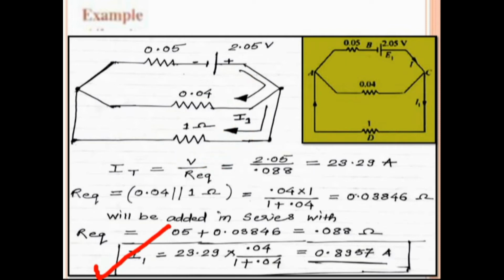So I1 will be equal to total current. This is the total current, and the resistance in front of it you have to write first. Write the front resistance 0.04 first and then add all the parallel resistances, then it will become 0.8957 ampere current. And okay, the same method will be applied in the second circuit.